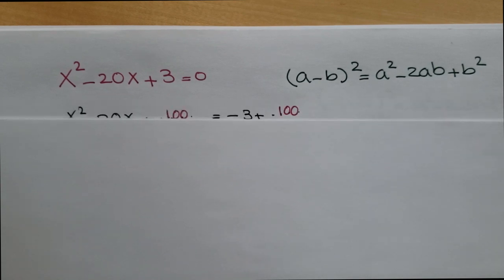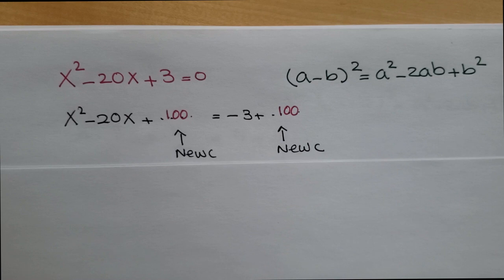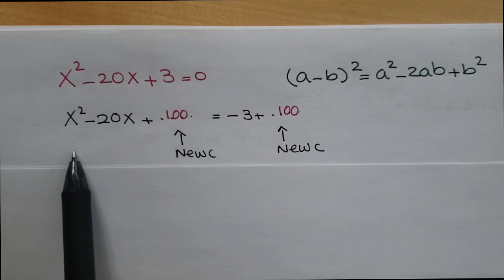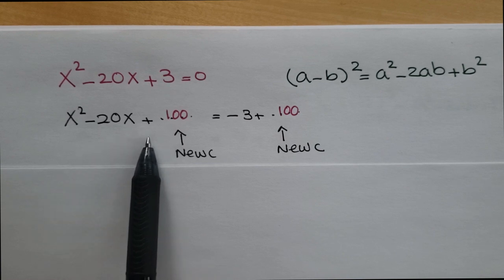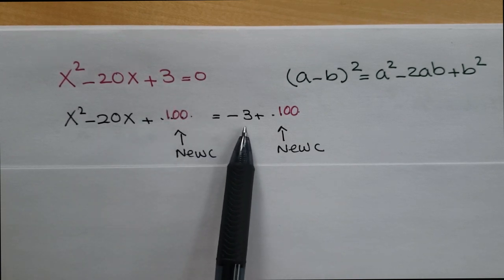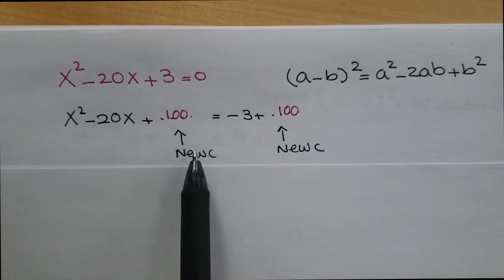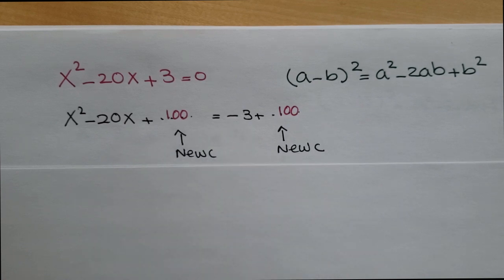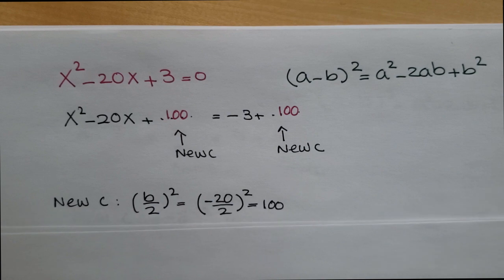So as always, we move the c to the other side and expand it. So that would turn into x squared minus 20x plus, and then this 3 is moved to the other side and the sign is flipped. So we have to find the new c. The new c value, no matter if it's positive or negative, would be b over 2, the whole thing raised to the power 2. And then that would be -20 over 2 to the power 2, which is 100.